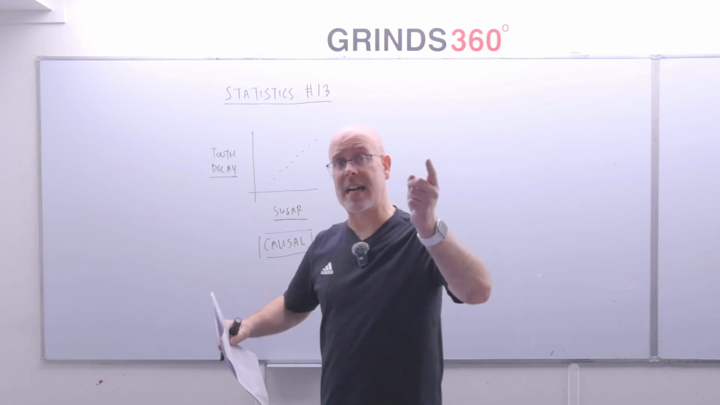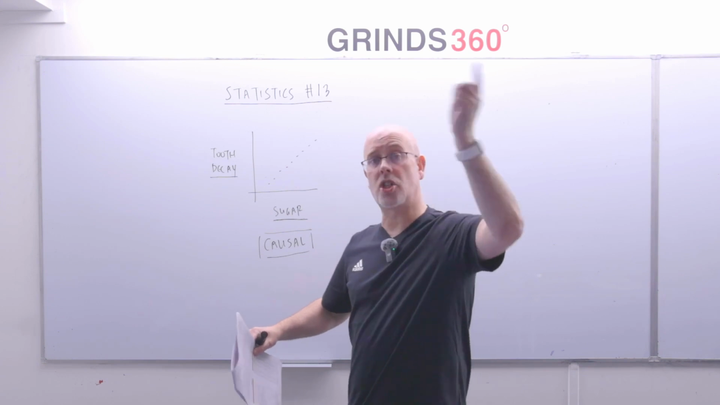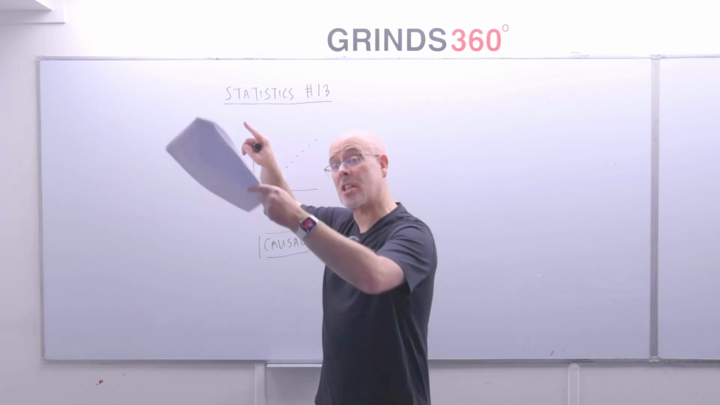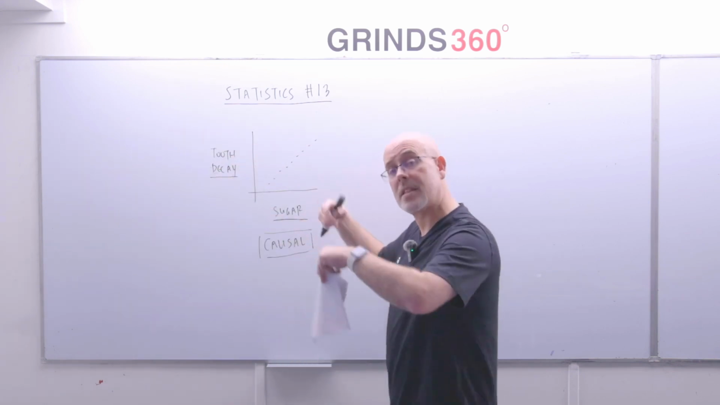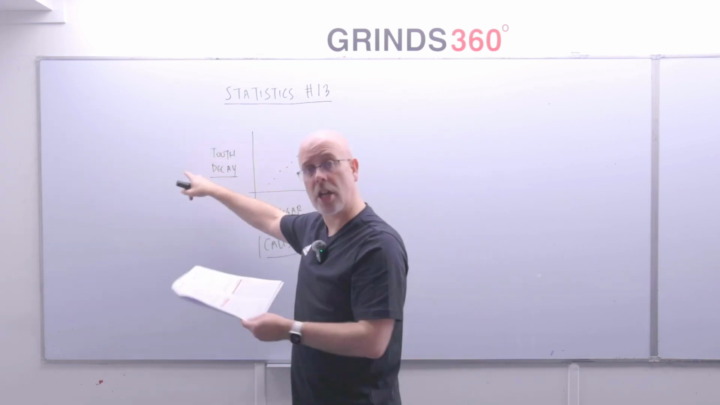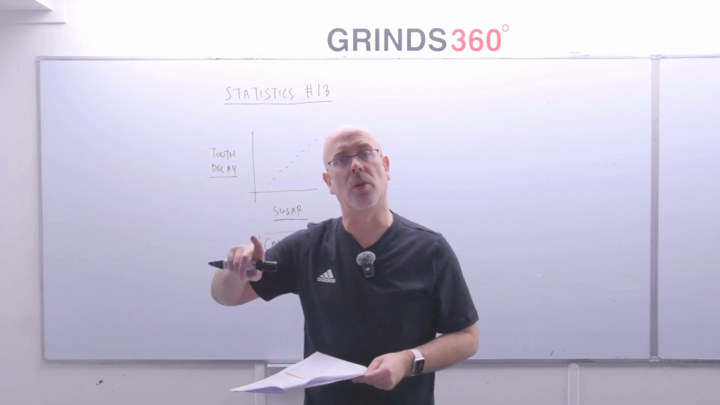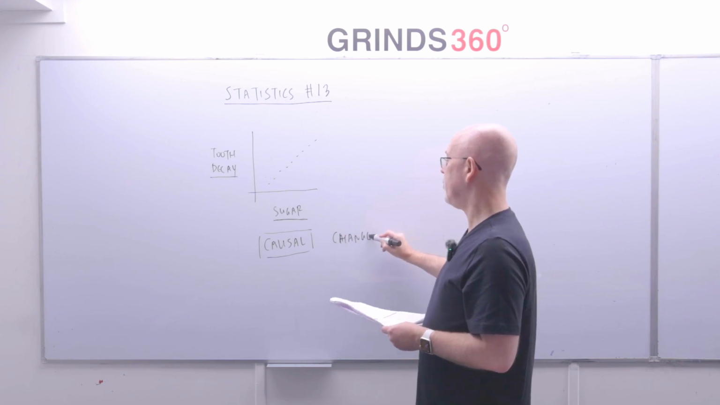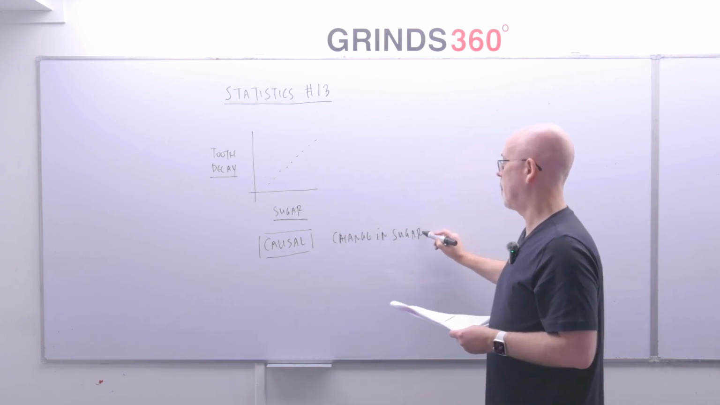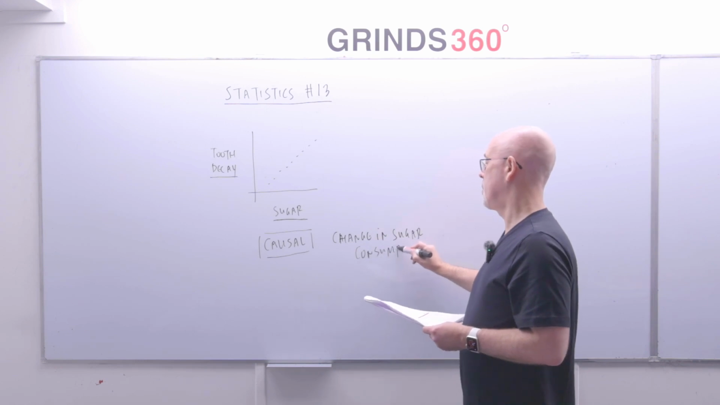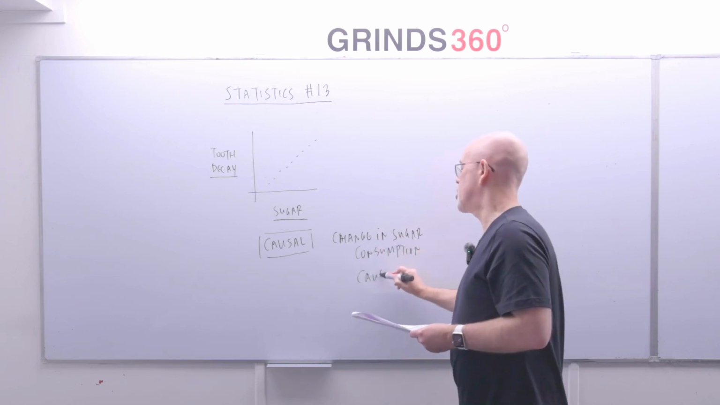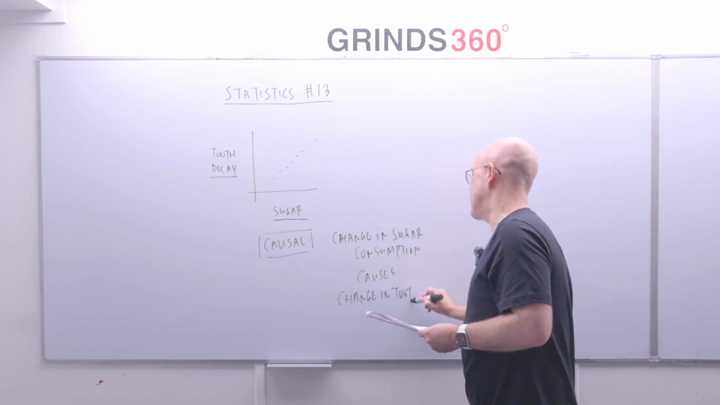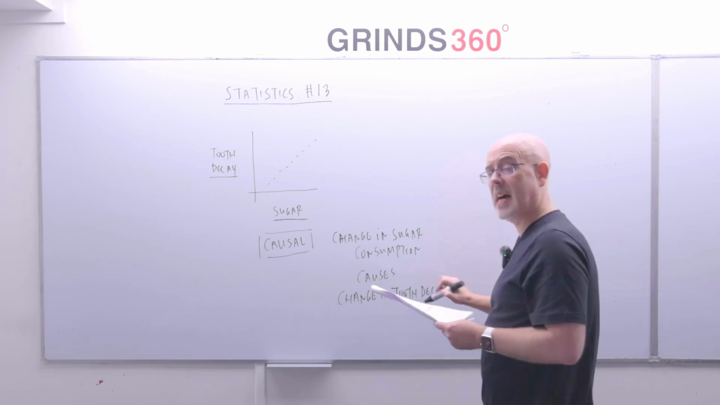The direction of causality is which variable is causing the change in the other one. So if there is a causal relationship here, it's not the change in tooth decay that's causing the change in sugar consumption, it's the change in sugar consumption that is causing the change in tooth decay. That's what the direction refers to. So that's the idea of a causal relationship and the direction of causality.